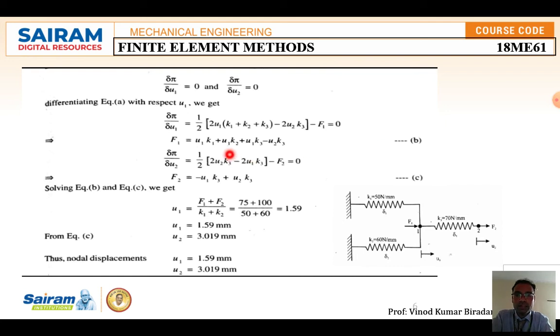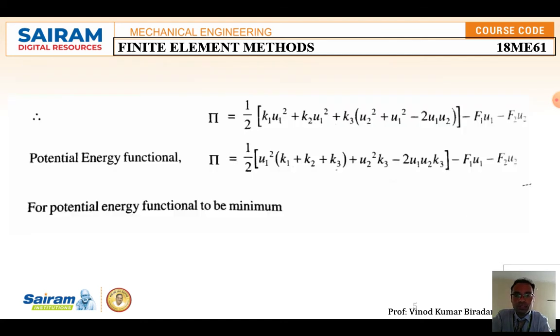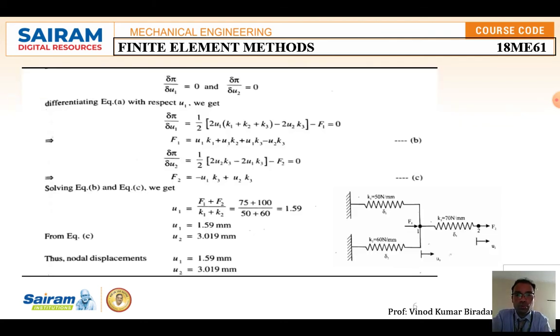Okay, similarly differentiate the potential energy function with respect to u2, that is dou pi by dou u2. Differentiating this equation with respect to u2, we get dou pi by dou u2 equal to half of 2 u2 k3 minus 2 u1 k3, bracket close, minus f2. Again this goes to the other side, so it becomes 0. So f2 is equal to minus u1 k3 plus u2 k3. Okay, now we will understand this from equations 1 and 2.